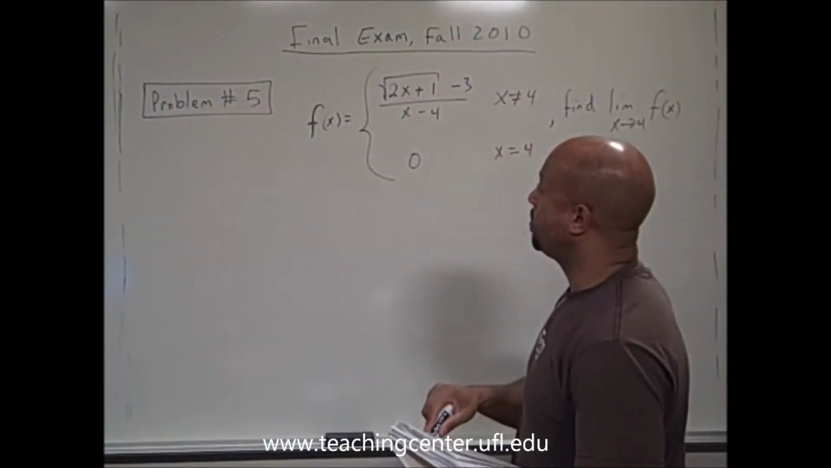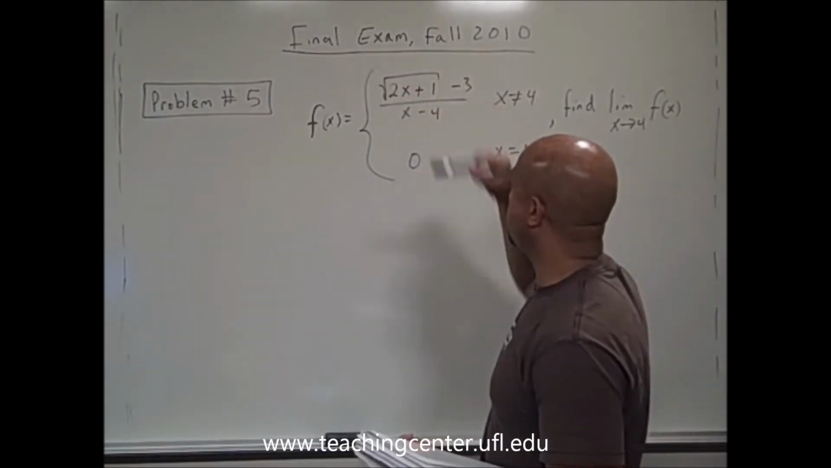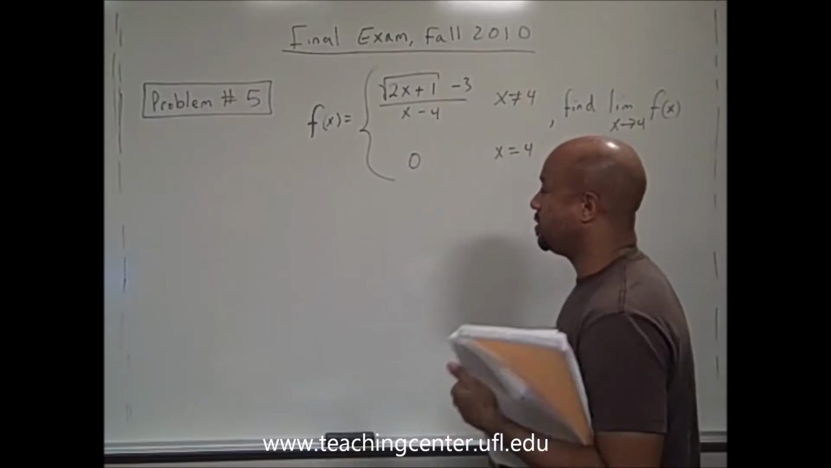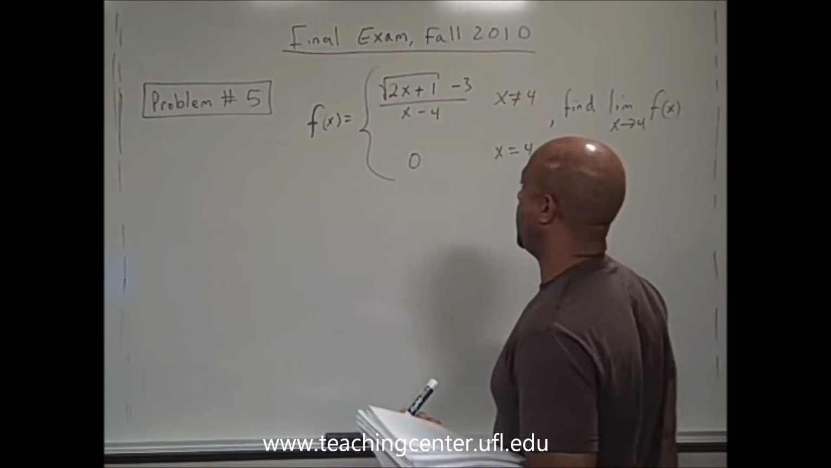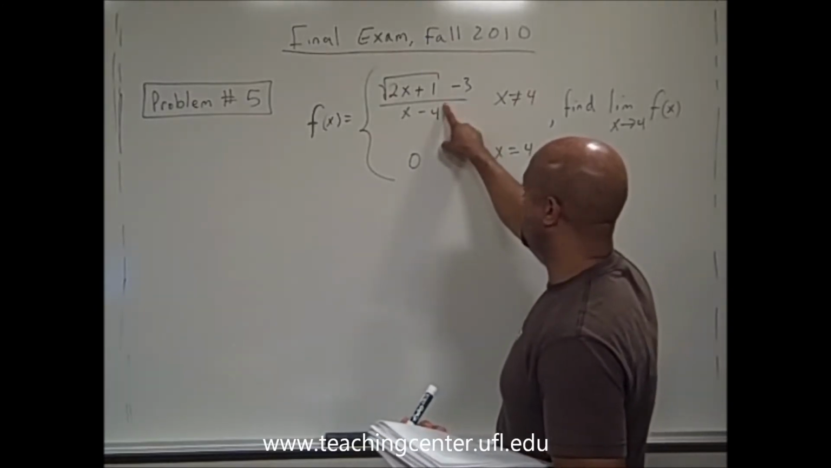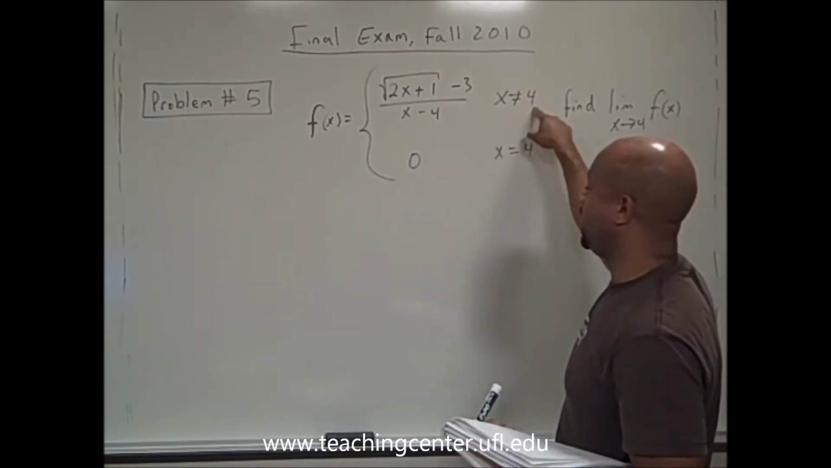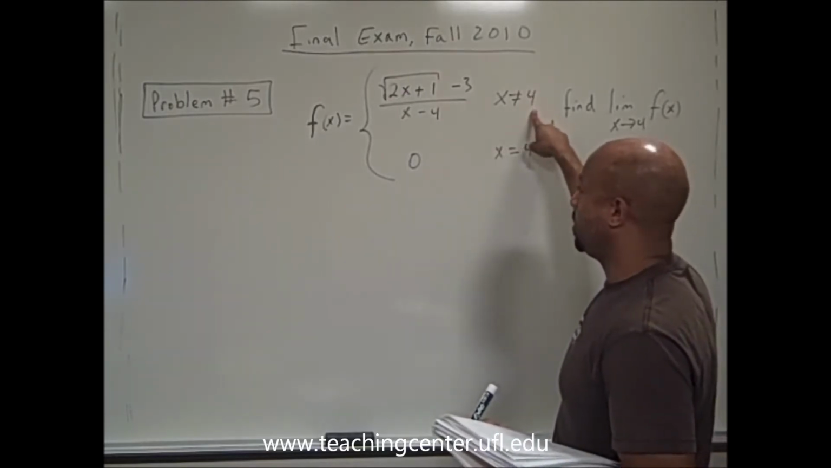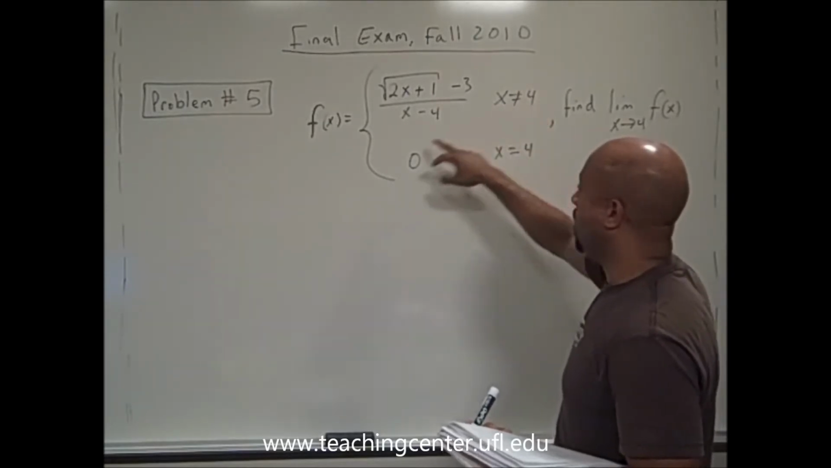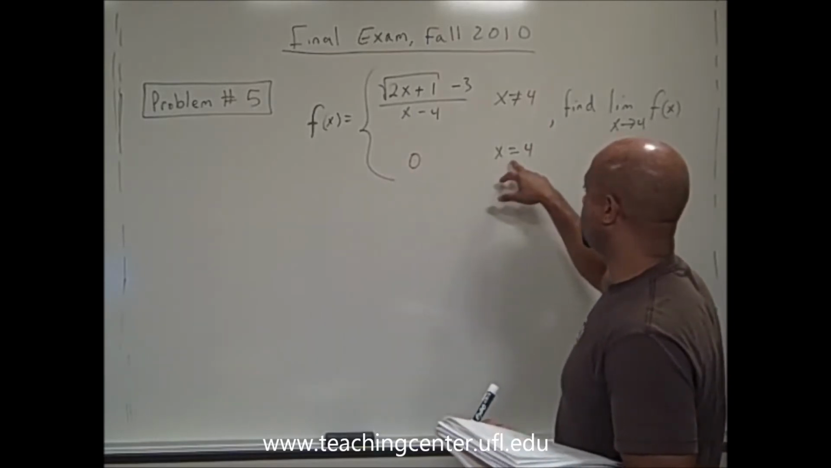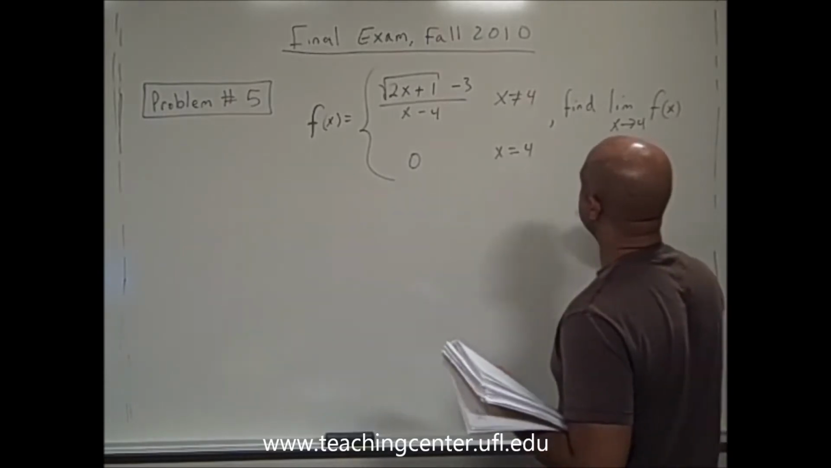So I'm going to work through problem number 5 for the final exam for fall 2010. In this particular problem, it defines a function f of x as equal to the square root of 2x plus 1 minus 3, divided by x minus 4, when x doesn't equal 4, and f of x is equal to 0 when x equals 4.